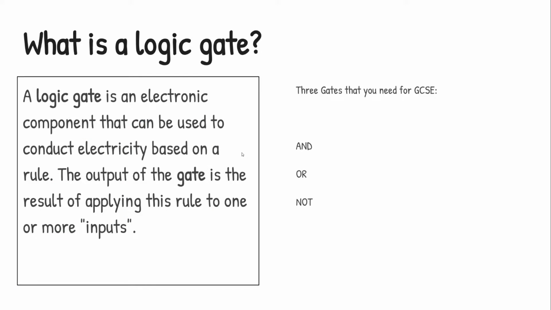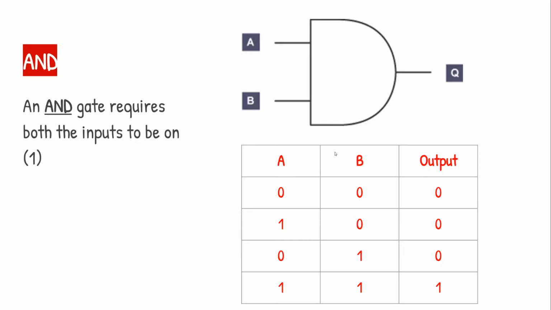So what is a logic gate? A logic gate is an electronic component that can be used to conduct electricity based on a rule. The output of the gate is the result of applying this rule to one or more inputs. So for the GCSE you're going to need to know three types of gate: the AND gate, the OR gate, or the NOT gate. Let's have a look at these now.